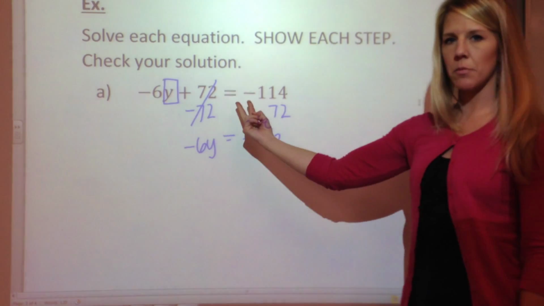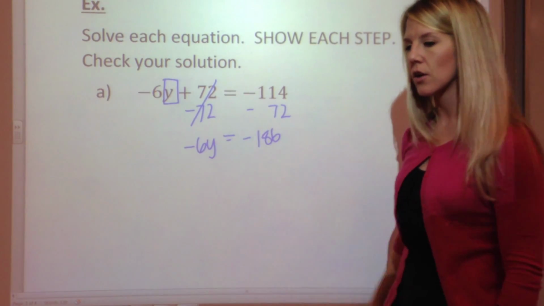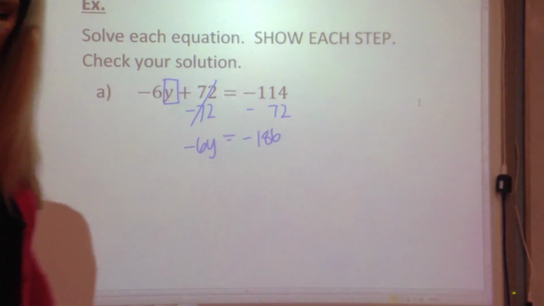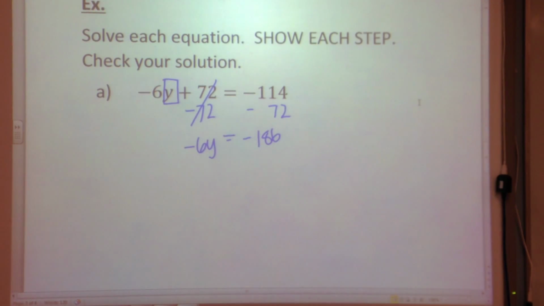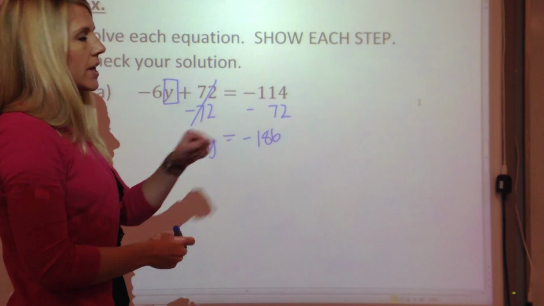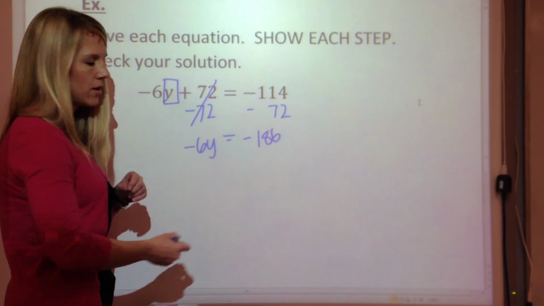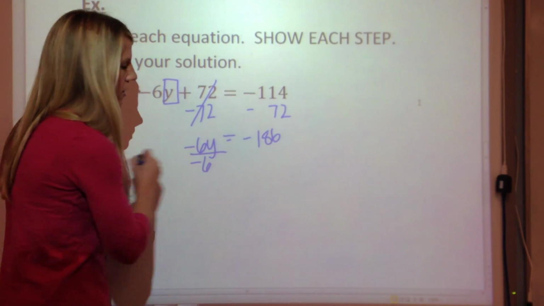So I've gone from a 2-step problem now to a 1-step problem. So this is what we have been used to seeing. So what do we do at this point? We have negative 6y, which what does that represent? Multiplication, equals negative 186. So how do I get y by itself? How do I make this just a 1y? Well, any number divided by itself is always 1.